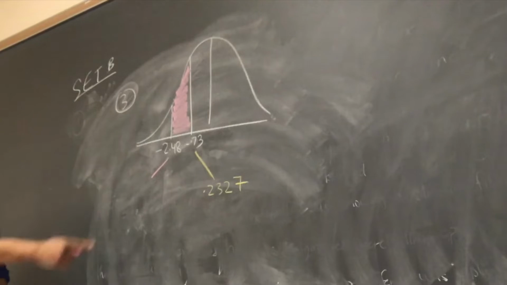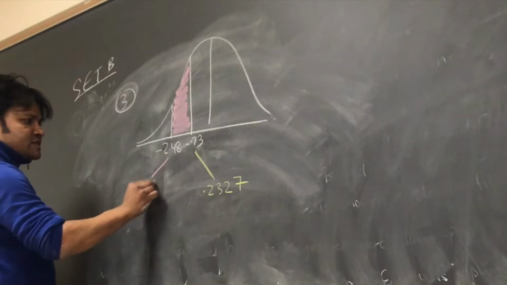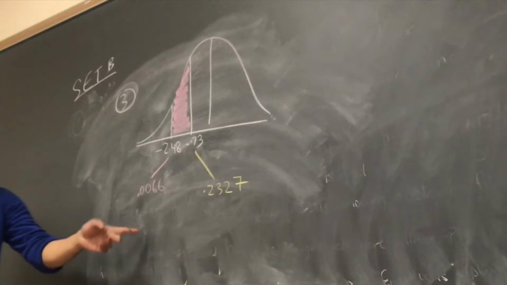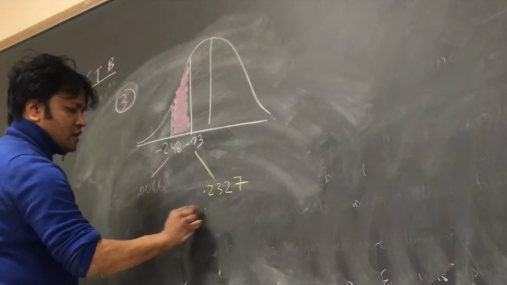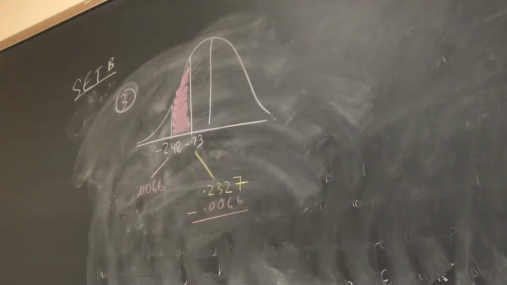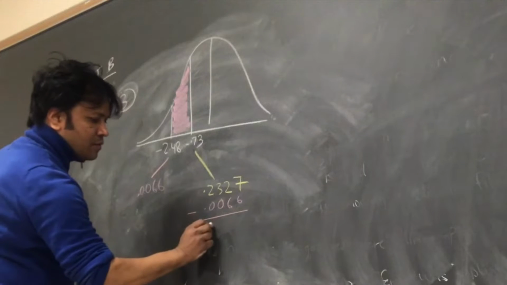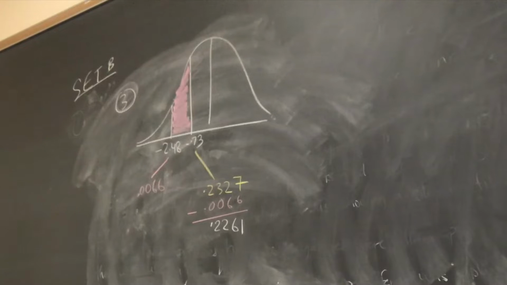And we need that as well. You can say 0.0066. Okay, now what is our strategy here? 0.2327 minus 0.0066, and that would be how much? 0.2261. Is it none, or is it there?